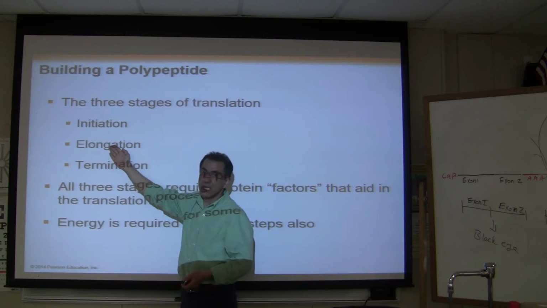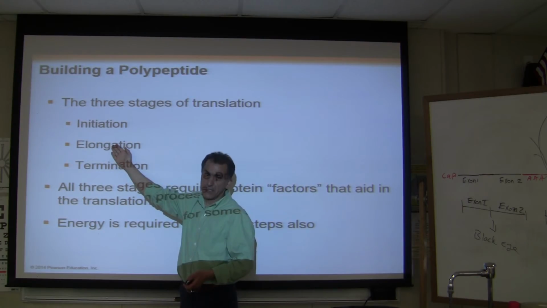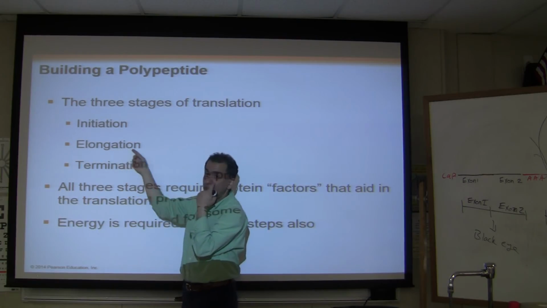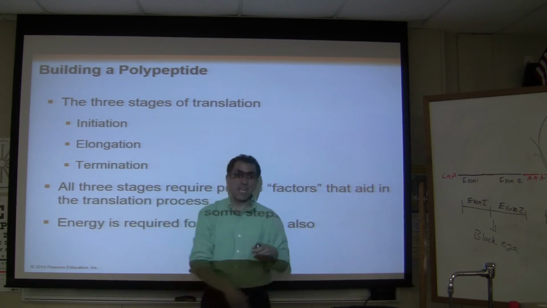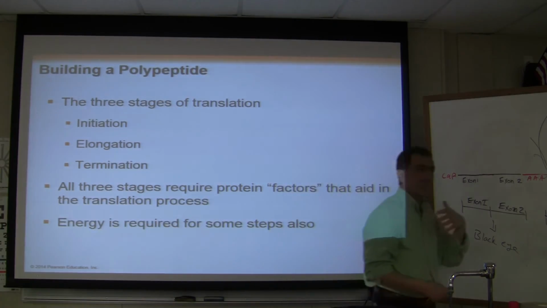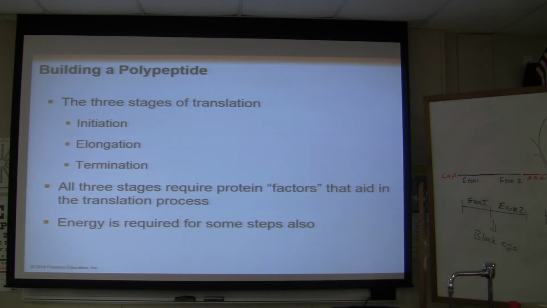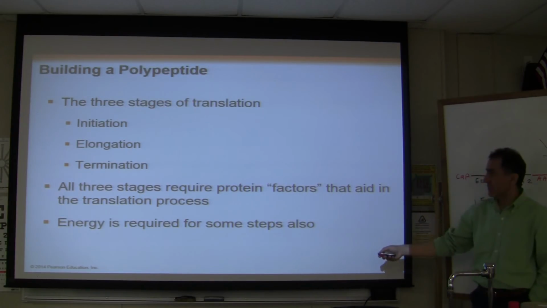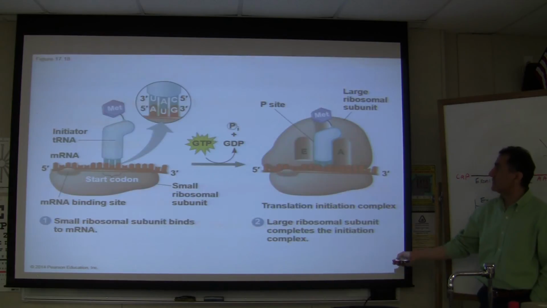What is being elongated here? Amino acids. Amino acids are attached together to form a polypeptide. Termination is at the end: the stop codon says it's over, finished, and the amino acid sequence stops. All three stages require protein factors that aid in the translation process. Energy is required for some of the steps.